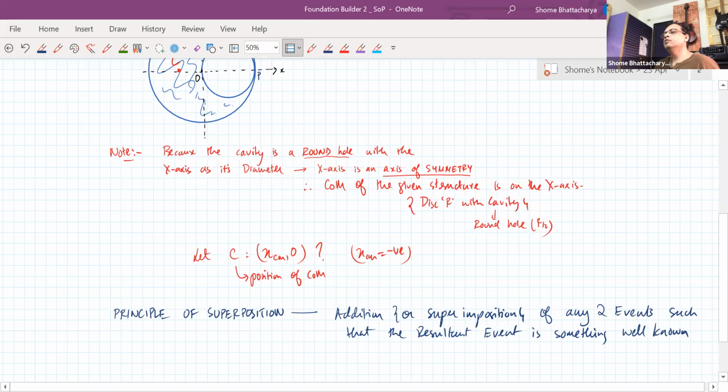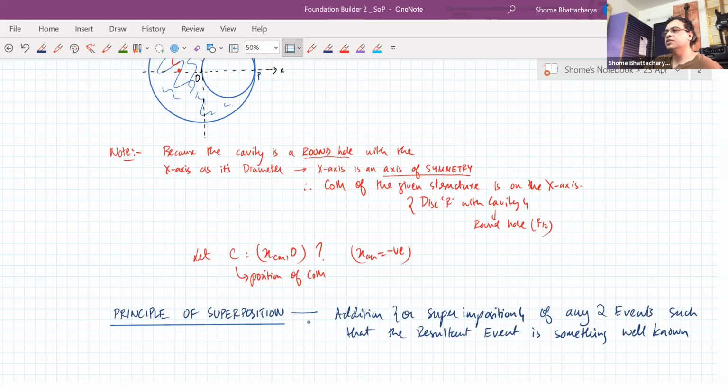So how will we use the principle of superposition? This is a general principle. We can apply it in this chapter, in current electricity, in rotational mechanics, and in a number of places later also. The principle of superposition means that we can add two events or superimpose two events such that we get some resultant event which is well known for us, something easy to plot. So here, what are the two events that we can add?